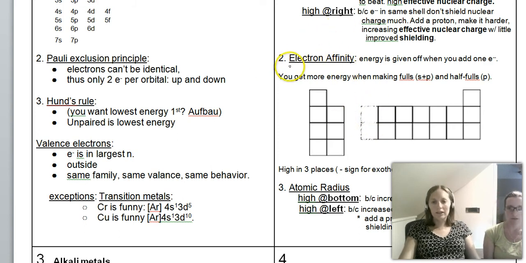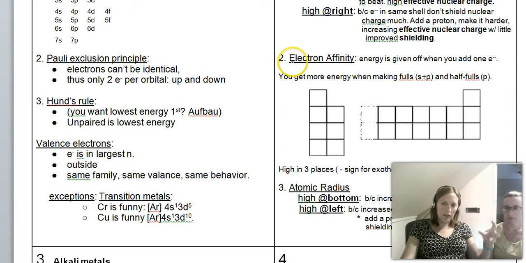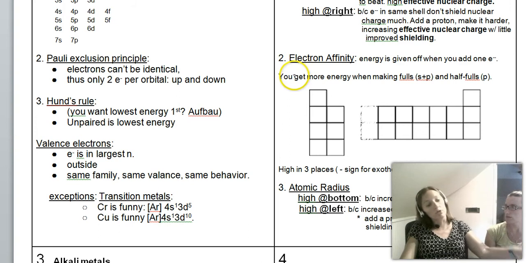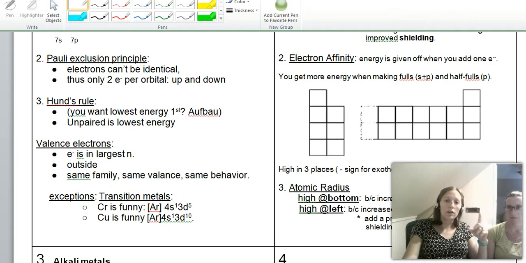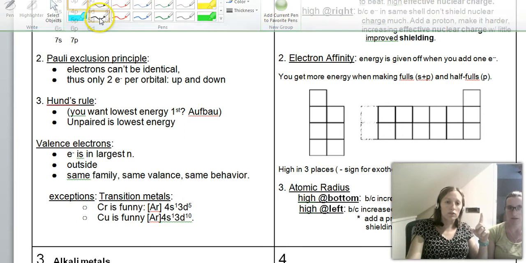So for electron affinity, that's the energy change if you cram one electron on. The majority of these elements will give energy off. This is the opposite of ionization energy, which is the energy required to rip one off. If you jam one on, sometimes that's exothermic, sometimes it's not, which is kind of cool, and there are reasons for each of those.